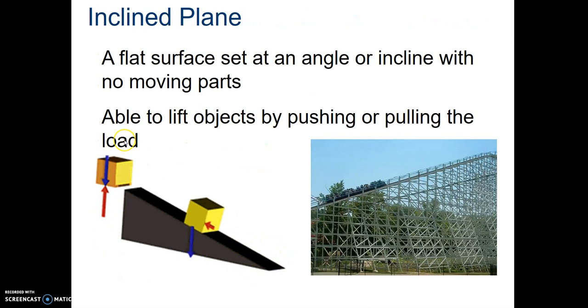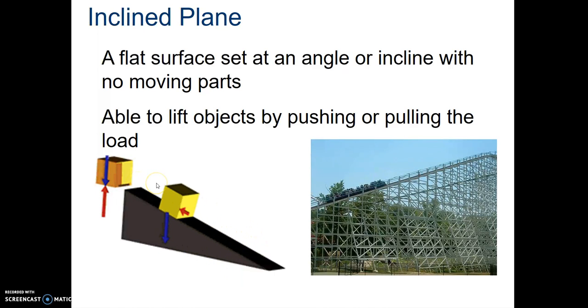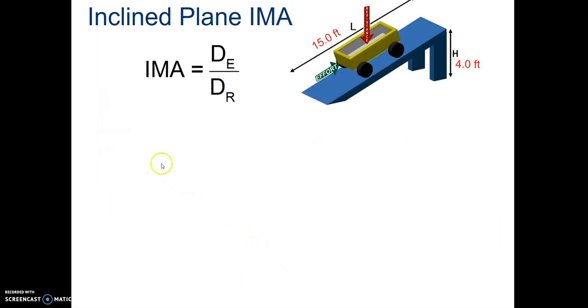So let's talk about an inclined plane. We started off our videos looking at this example, and we'll go ahead and continue it here. So we've got an inclined plane. Ideal mechanical advantage is the distance of the effort over the distance of the resistance. So we look at this slope right here. The effort, if I'm going to push it up the slope, that distance there is the hypotenuse of that right triangle, or 15 feet. What's the resistance?